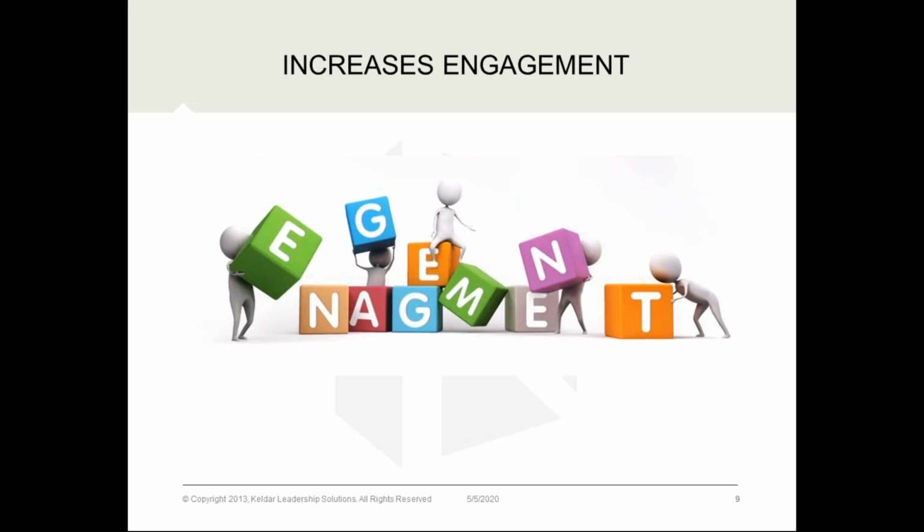But there's no doubt about it that if people are given an opportunity to learn more about their position, and understand how their role fits into the larger purpose of the company that they work with, they're going to be more engaged.